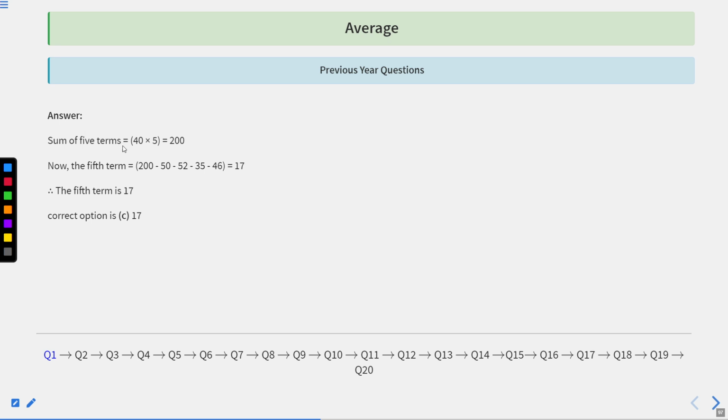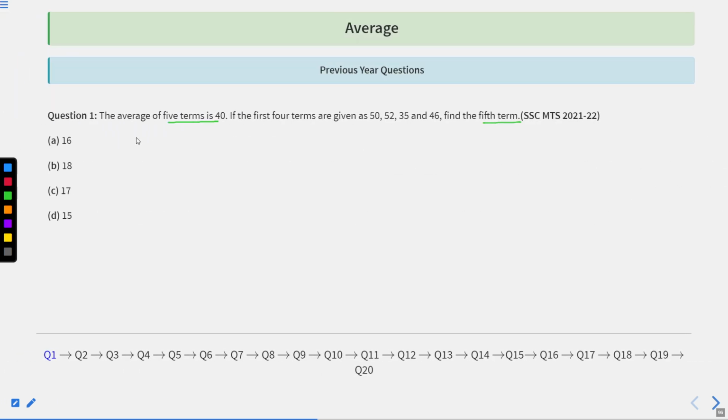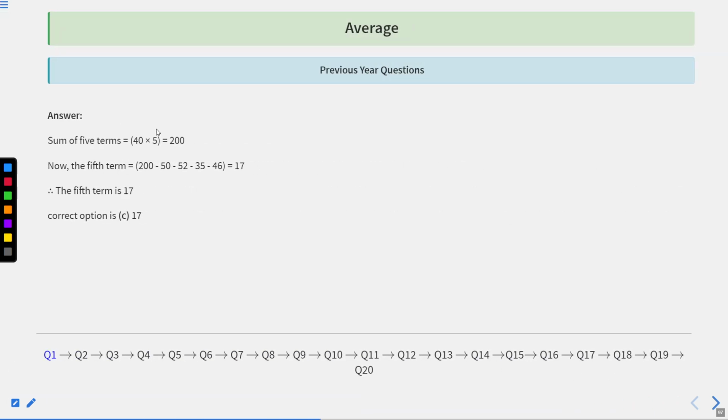So the sum of 5 terms will be equal to 40 times 5. That is exactly the formula: sum equals average into number of observations. So the exact formula is being used here. 40 is the average here, and 5 is the number of observations. So the sum of these 5 terms is 200.